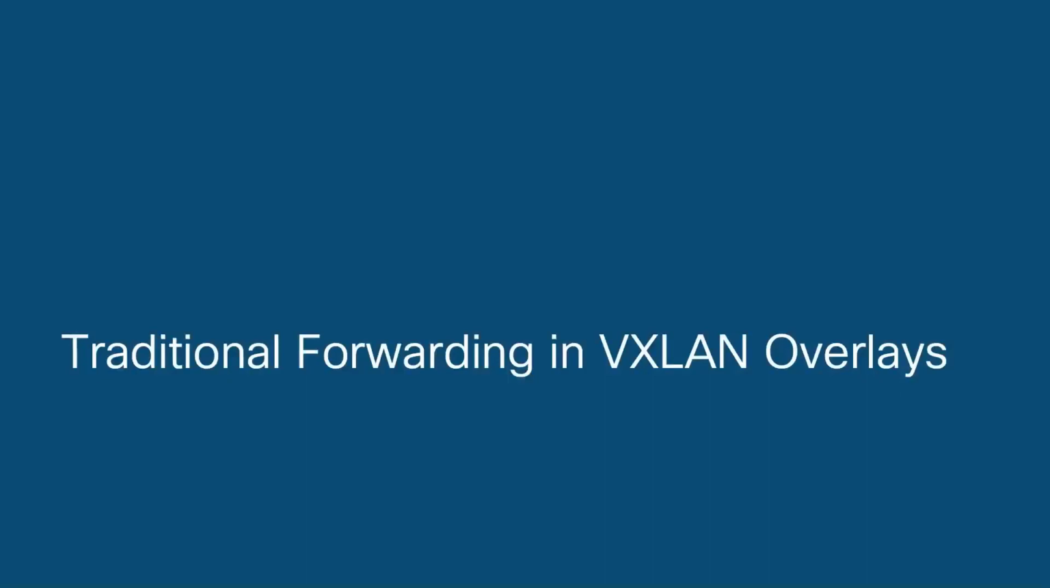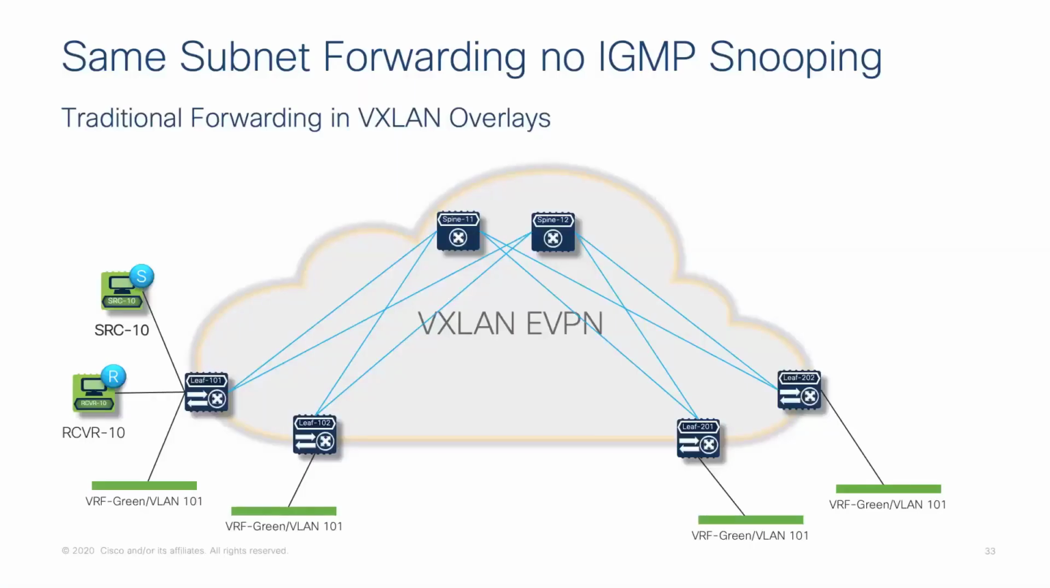So here we are. With no snooping, apparently, we consider everything as a flood, which means whenever we have a source on the left side of our screen, the traffic from this source will be flooded within the VLAN here. Then it is going to be sent over the fabric as the BUM traffic. BUM abbreviation stands for broadcast, unknown unicast and multicast. And after that, each VTEP or leaf will decap this multicast and send it to the VLAN.